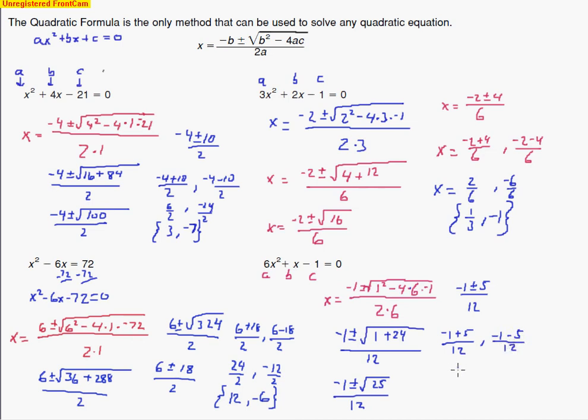So this first one makes 4/12, which becomes 1/3. And the next one is -6/12, which we can rewrite as -1/2. So those are our x-intercepts. Well, those are some of the problems that you'll see on tonight's homework.